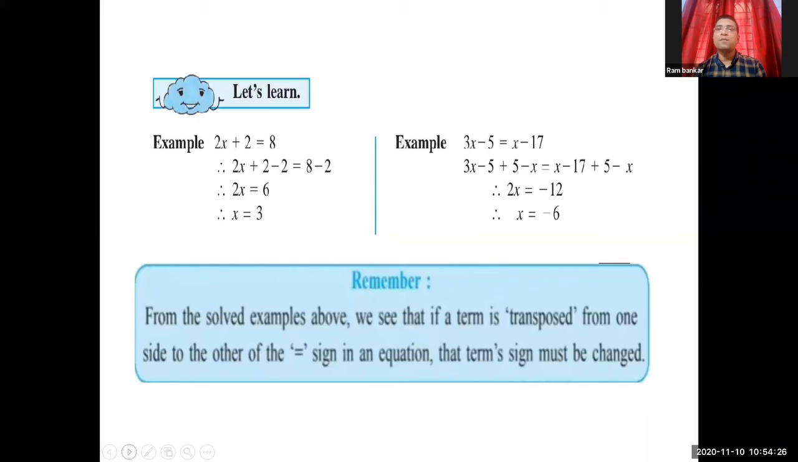Okay. So look at the bottom line. Remember what was written there. From the solved examples above, we see that if a term is transposed, transposed means we have taken it from the left hand side to the right hand side, that is, from one side to the other side, of the equal to sign in the equation, that term's sign must be changed. Okay, which I already told you. Look at the slide, next slide.